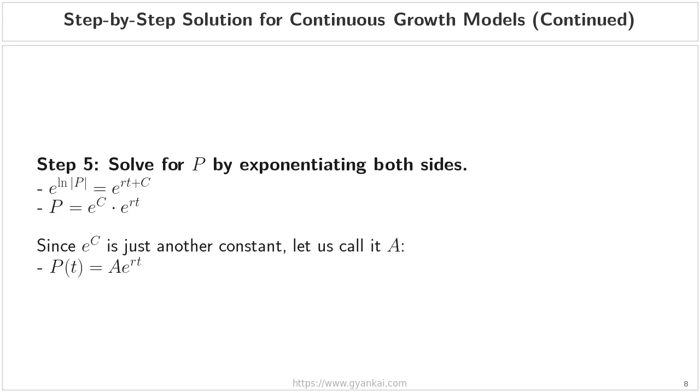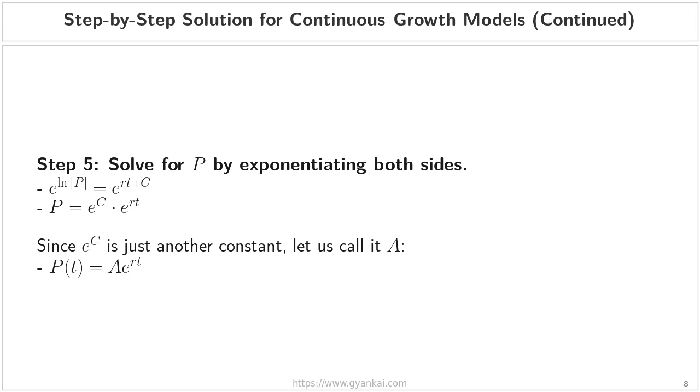Step-by-step solution for continuous growth models, continued. In step 5, we solve for P by exponentiating both sides of the equation. This means we apply the base e to both sides. On the left, e raised to the power of the natural log of the absolute value of P simplifies directly to the absolute value of P. On the right, we have e raised to the power of RT plus C. Using our laws of exponents, we can split this into e raised to the power of RT multiplied by e raised to the power of C.